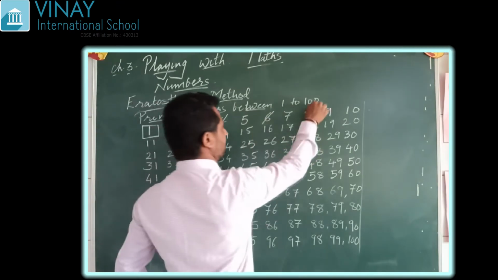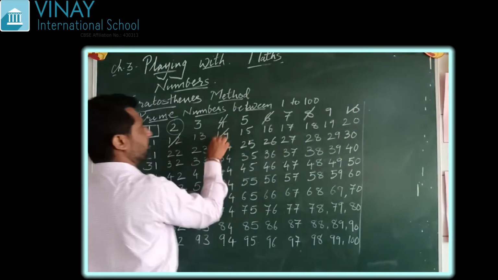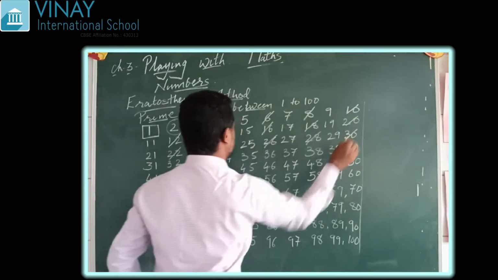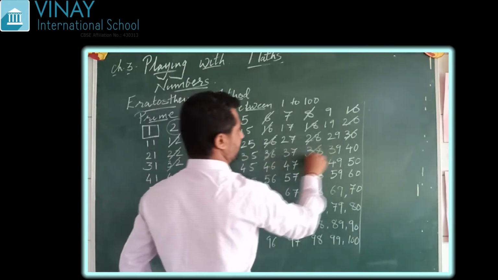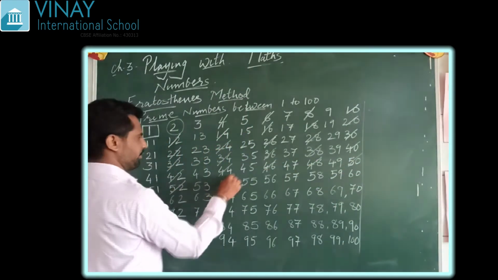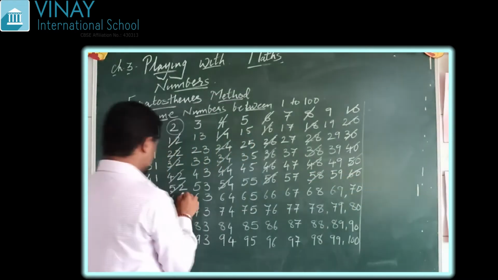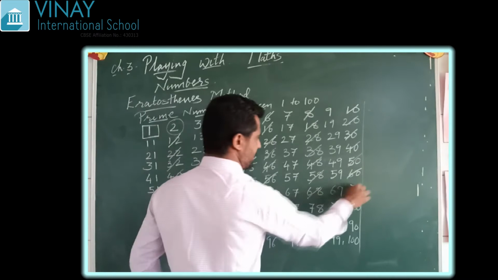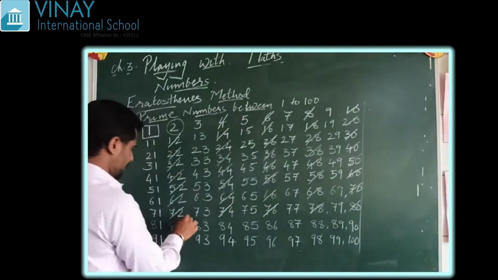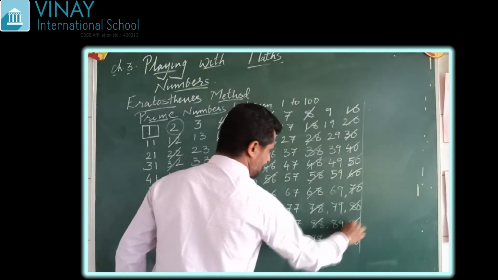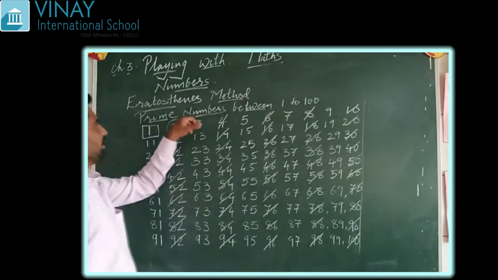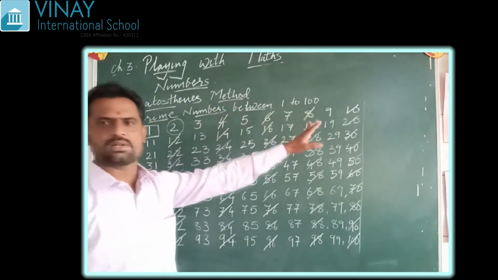4, 6, 8, 10, 12, 14, 16, 18, 20, 22, 24, 26, 28, 30, 32, 34, 36, 38, 40, 42, 44, 46, 48, 50, 52, 54, 56, 58, 60, 62, 64, 66, 68, 70, 72, 74, 76, 78, 80, 82, 84, 86, 88, 90, 92, 94, 96, 98 and 100. Here we had got all the multiples of 2.